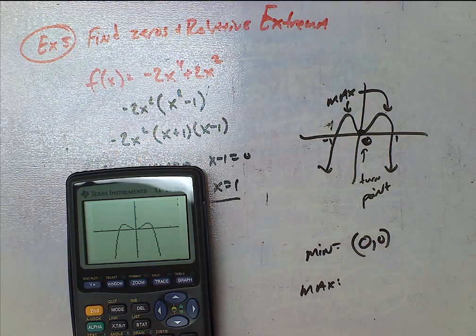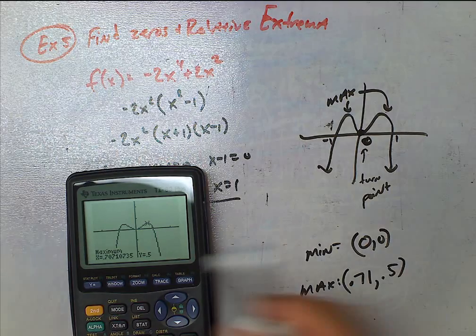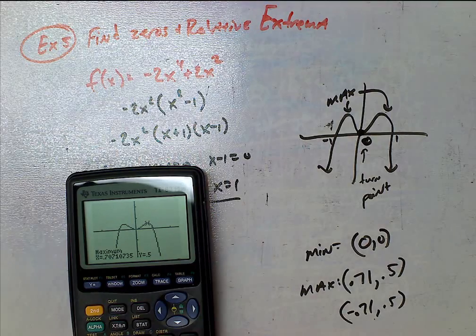And the screen tells me that the point is 0.71, comma, 0.5. It turns out that the other point is negative 0.71, comma, 0.5. No, it doesn't happen that way all the time. This time it just did. So there's example number 5.